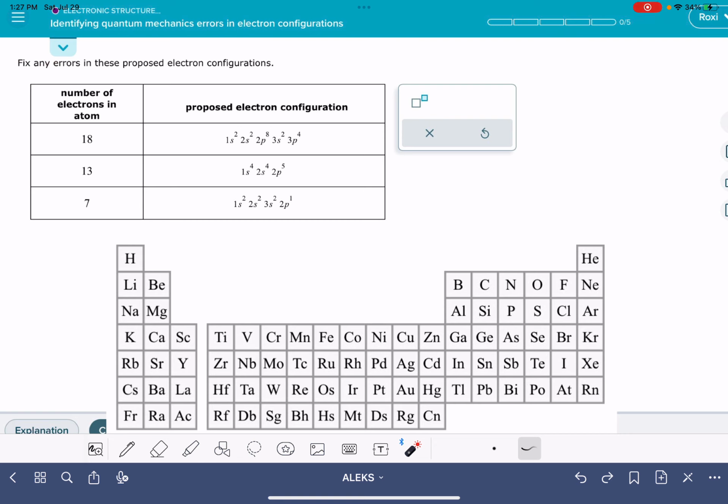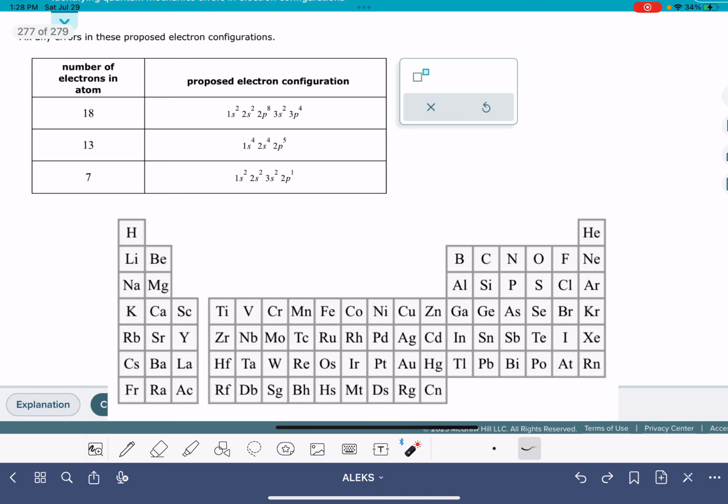I do want to let you know that I flipped through a few versions of the problem. I didn't see any instance where the proposed electron configuration was correct. That doesn't mean that's not a possibility, but if you think that one of these is correct, please look at it carefully because I didn't see that pop up at any point.